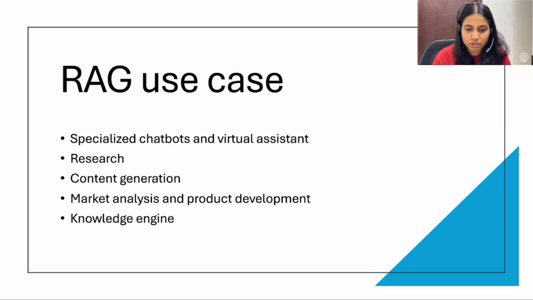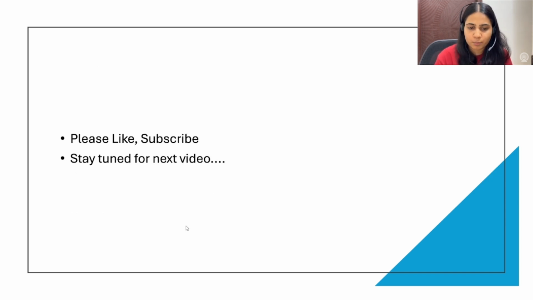Then knowledge engine means this will act as an internal knowledge assistant. For employees, it will provide quick access to the company documents, policies, technical guides, and their organizational knowledge. So they can get everything in one place. That's how it is helping engineers as well, or we can say developers or employees. Okay, it will be helping the employees.